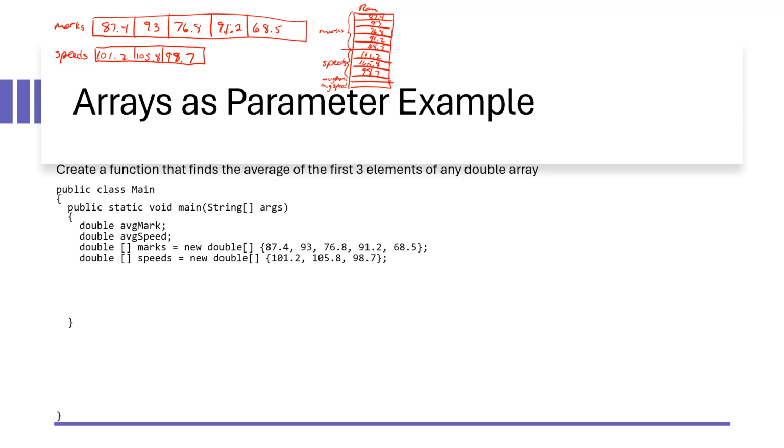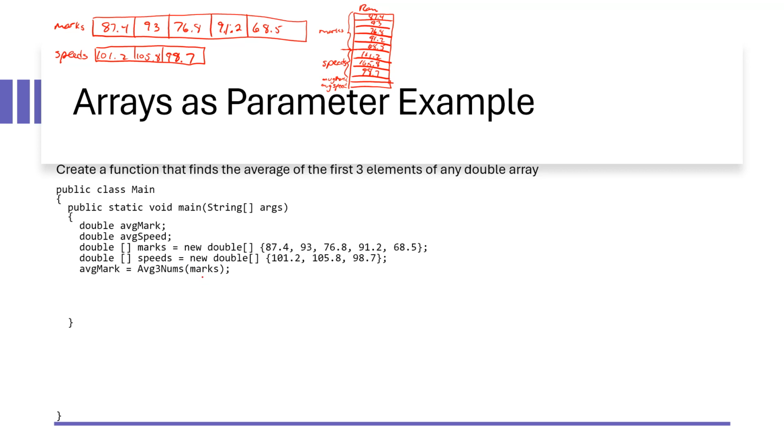Okay, there we go. So we've got all this stuff. Average mark and average speed don't have a value right now. Now watch what happens here. I'm going to say average mark is assigned, that's a function call, to a function called average 3 nums. And look what I'm passing in. I'm passing in marks as a parameter.